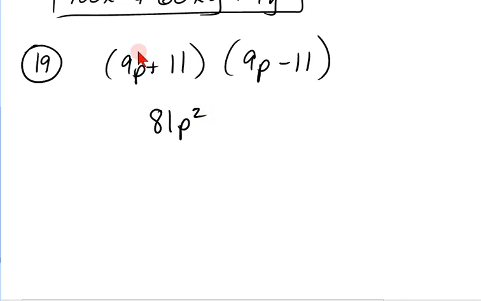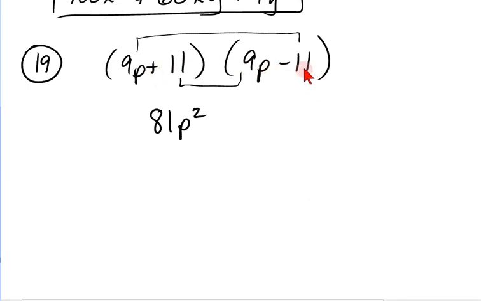All right. Look at the outer product and look at the inner product, and what do you notice? They're the same except for signs. In other words, they're opposites. And what happens to opposites? Cancel out, so I don't need to write any of that down. Negative 99p and positive 99p cancel. This is a sum and difference product. It's one of those shortcuts.